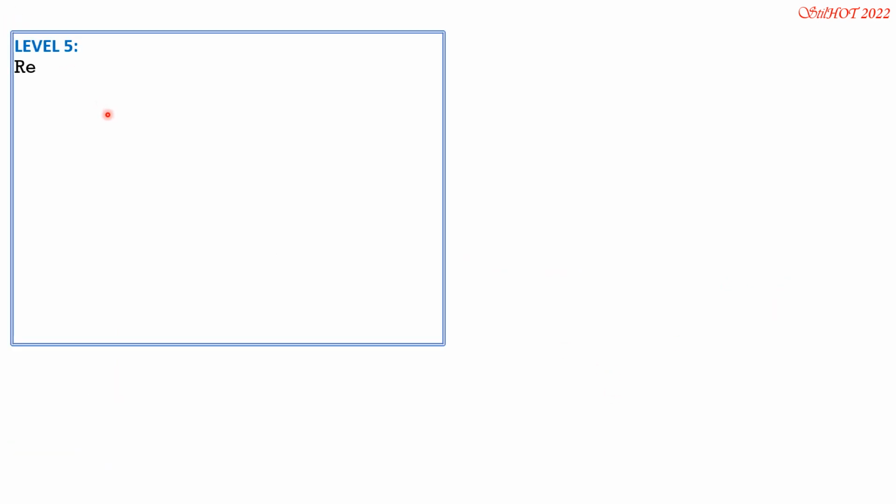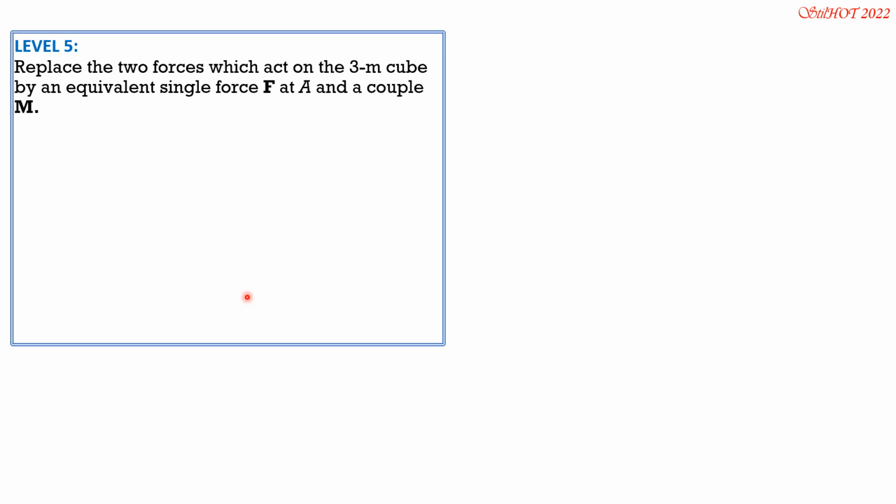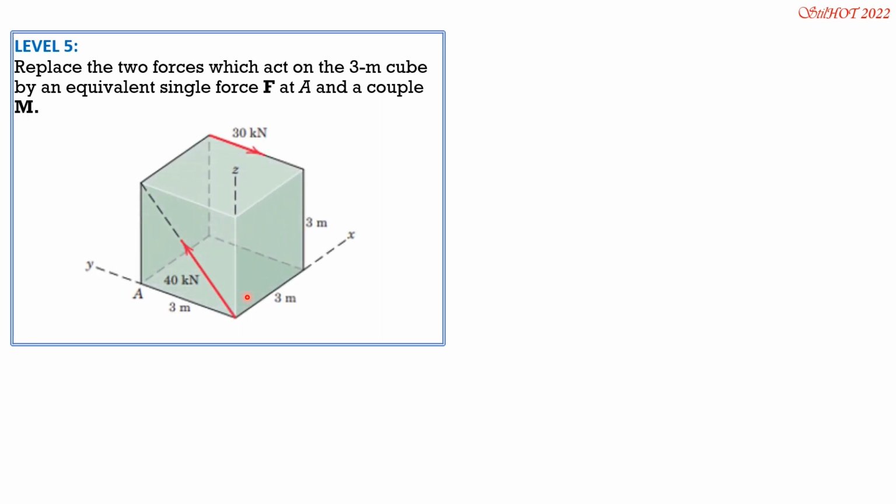Level 5 problem. Replace the two forces which act on the 3 meter cube by an equivalent single force F at A and a couple M. So let us first resolve the 40 kilonewton load into its components, which is towards the positive y-axis and towards the positive z-axis. It has no x component. Same issue here without x component. It is towards the negative y-axis.